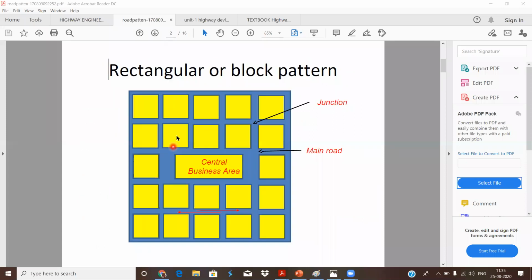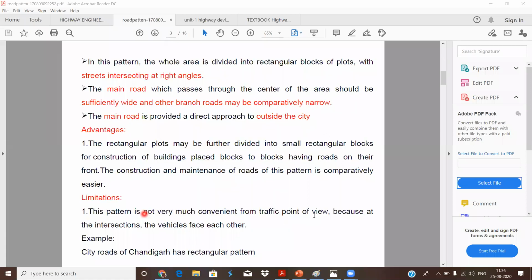The yellow colors are representing building places or building areas, and blue lines represent the road width or road alignment. Again, in between there may be a central business area also. Okay, so the limitation: this pattern is not very convenient from the traffic point of view because at intersections vehicles face each other, opposite to each other. Okay, so these are the points.